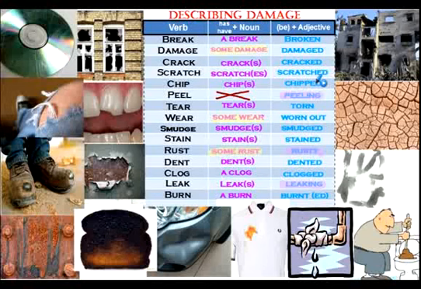So there's a lot of adjectives and a lot of nouns, and there's a lot of vocab in this unit. So take a moment to look at these and try and memorize each type of damage for each type of picture. I hope this was helpful. Good luck, and thanks for watching.